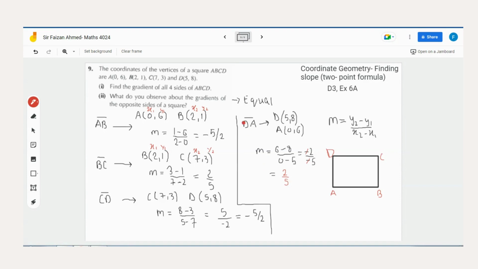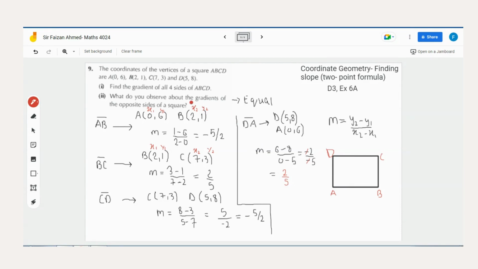So these were the four gradients of the sides of a square. If I look at the gradients of all four sides, I can see that the opposite sides have the same gradients. This is side AB, and this is side DC, which is opposite to it. I can see that the gradient of AB and CD is coming out the same, and the gradient of BC and DA is also the same.